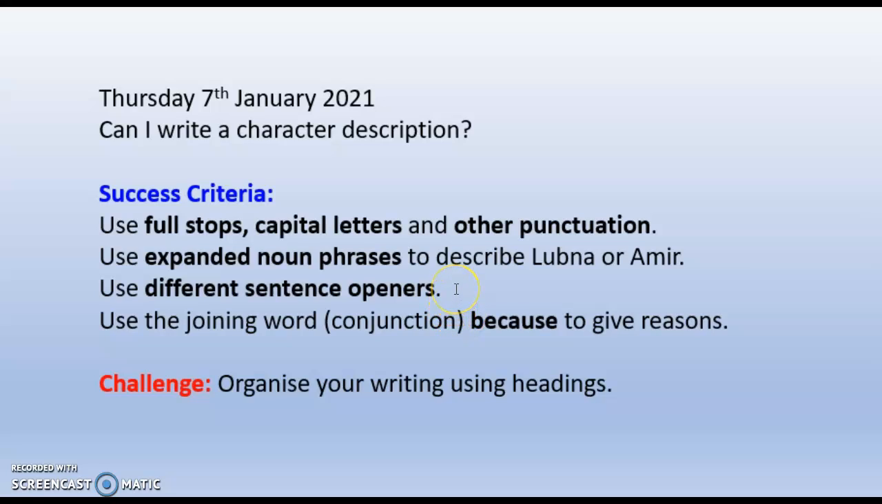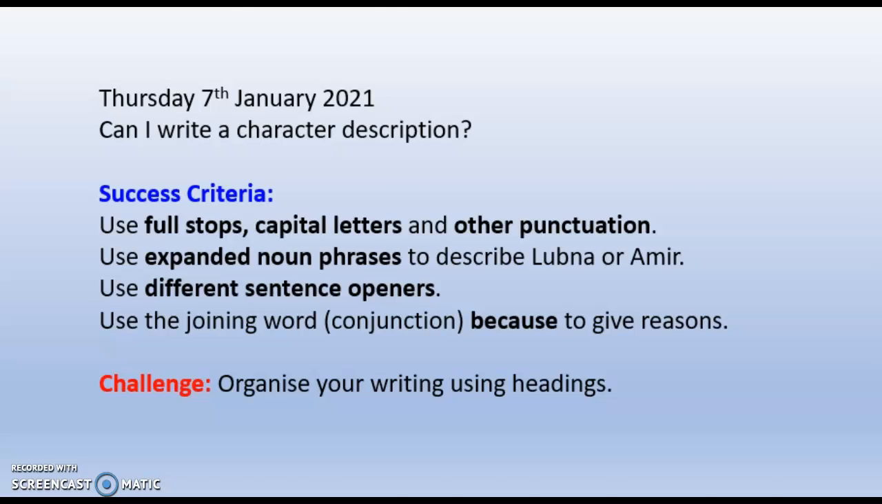I want you to think about using different sentence openers because we already know that if we use the same sentence opener, our writing gets a bit boring. So we want to make our writing interesting for the reader. Now, I also want you to use the joining word, or the proper name for it is a conjunction, because, to give reasons. You can also use other joining words as well, like and. That's absolutely fine. Your sentences shouldn't just be simple sentences. You should have some complex sentences as well. And then your extra challenge today is to organise your writing using headings. Now, on the next slide, I'm going to show you exactly what I mean.